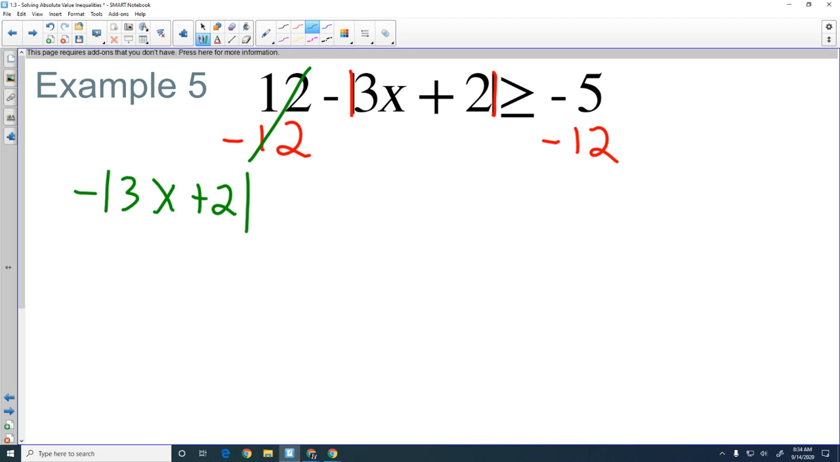is, hey, since I subtracted 12, do I need to flip the inequality sign? Do we flip the inequality sign for subtracting? No, just multiplying and dividing, okay? So even though I see a negative 12 over there, I do not flip this sign. I leave it a greater than or equal to because I didn't divide or multiply by a negative number. Negative 5 minus 12 is negative 17.